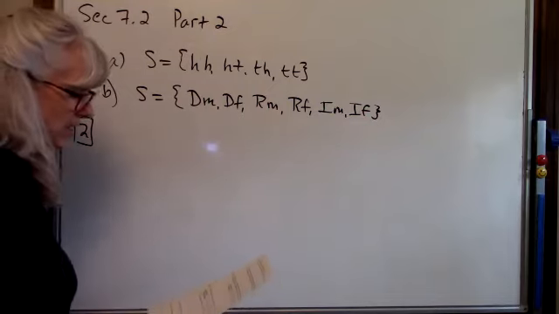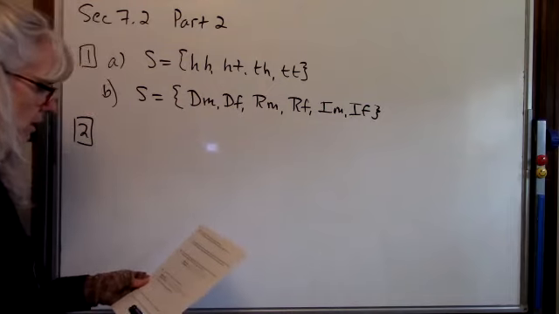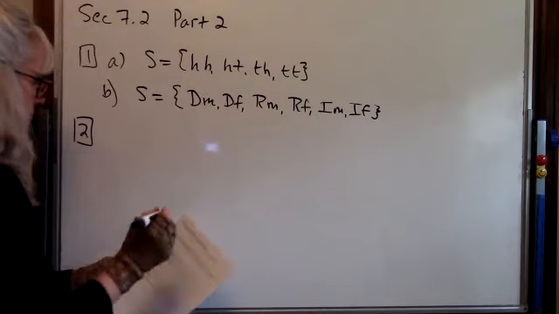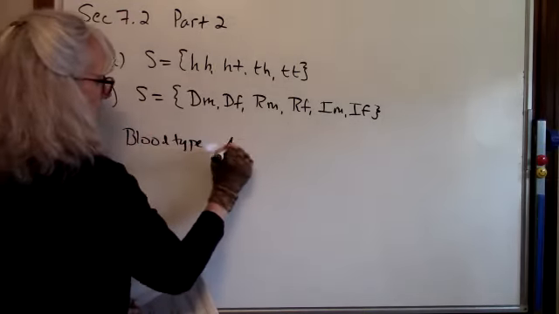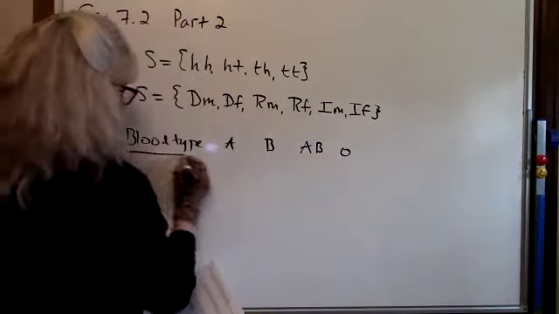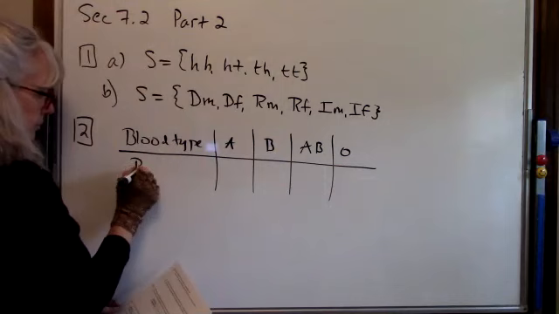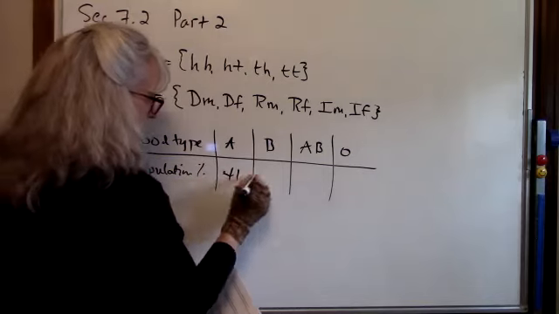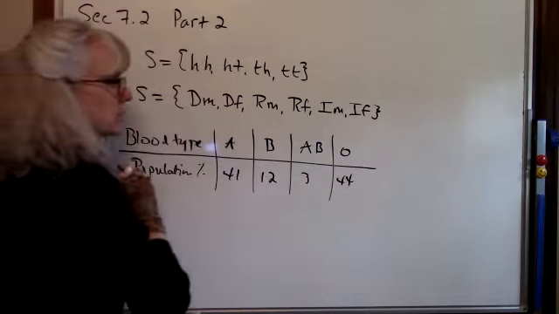Example 2. So it actually gives us a population distribution. It says the percentage of the general population that has each blood type is shown in the table below. Determine the probability distribution associated with these data. So here's the blood type, and you can either be A, B, AB, or O. And then the percent of the population. You could have 41%, 12%, 3%, or 44%. So there it is as a relative frequency.